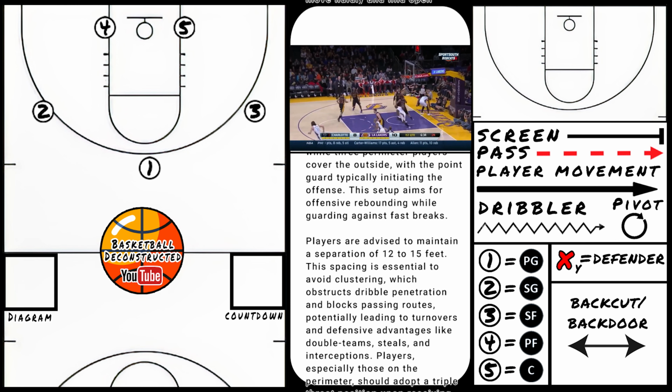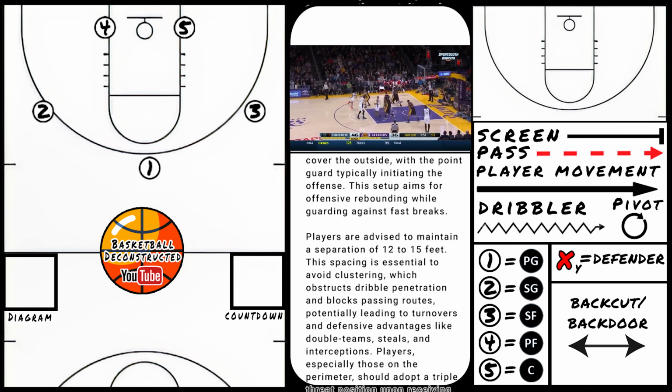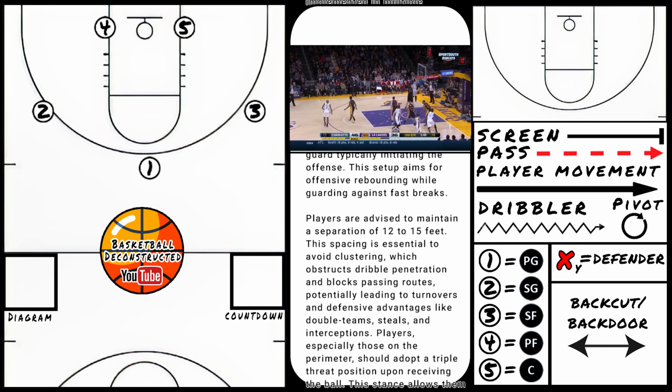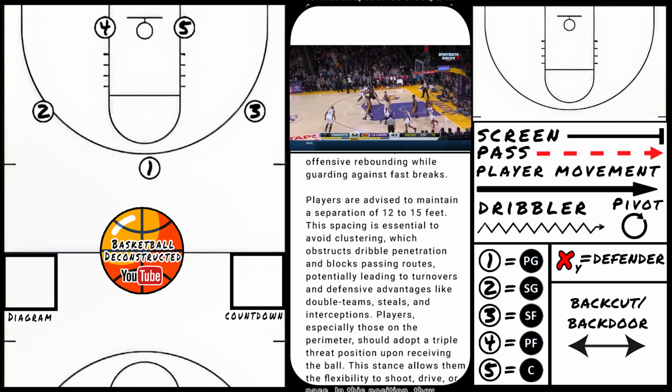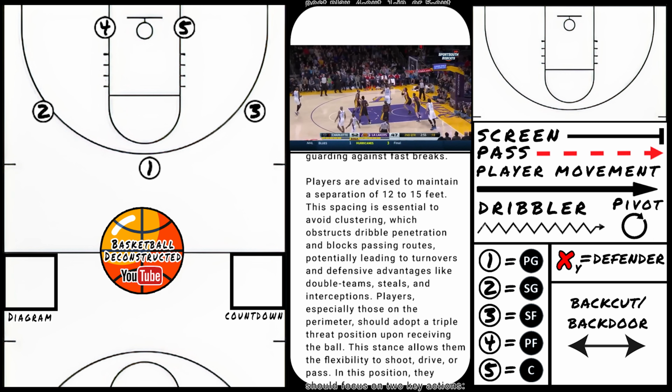Players are advised to maintain a separation of 12 to 15 feet. This spacing is essential to avoid clustering, which obstructs dribble penetration and blocks passing routes, potentially leading to turnovers and defensive advantages like double teams, steals, and interceptions.